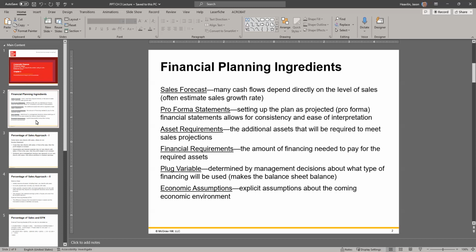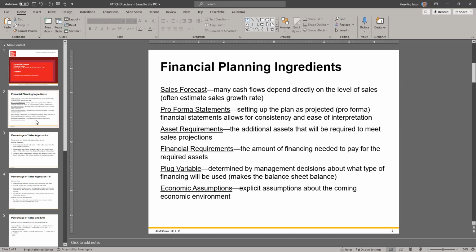Financial requirements. Well, if you're going to get more assets, then you need to decide where the money is going to come from: internal funds, or is it going to come from borrowing money or selling more equity?